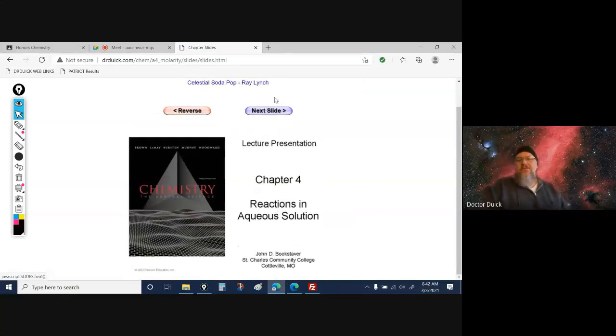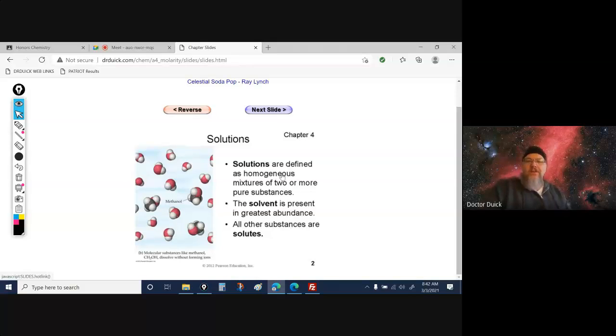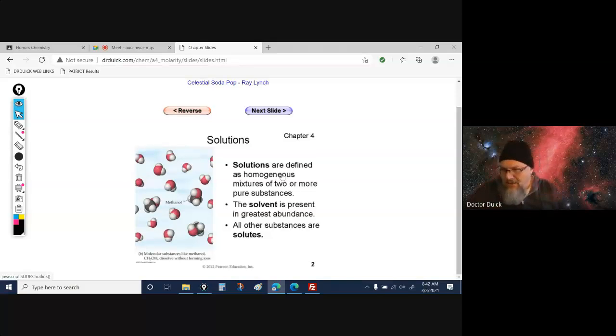So this is reactions in aqueous solutions. And aqueous means in water, obviously, right? So let's define a couple pieces of information. This is straight off that sheet. A solution is anything that's a homogeneous mixture between two or more pure substances.